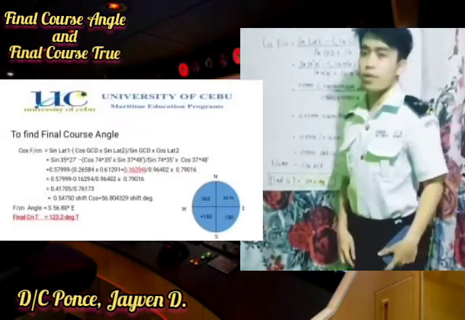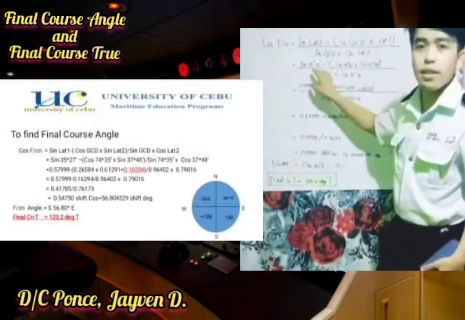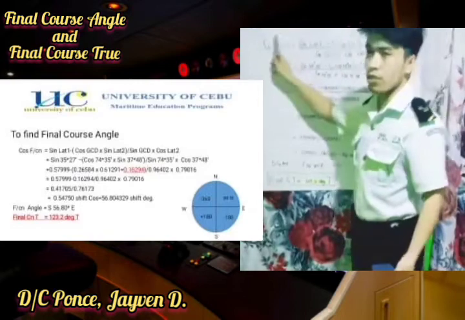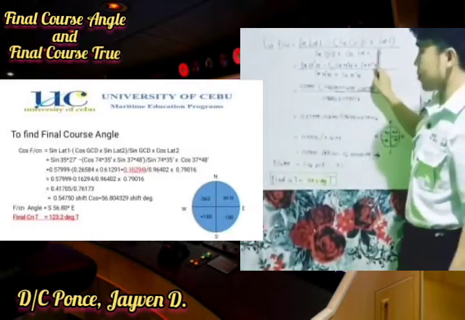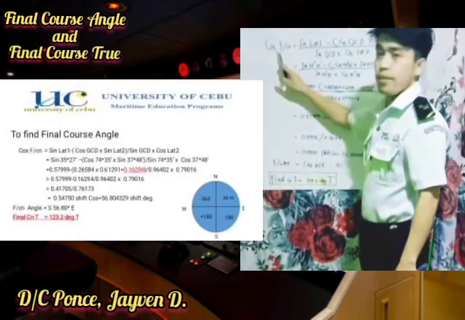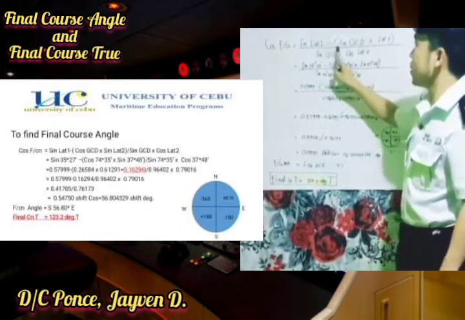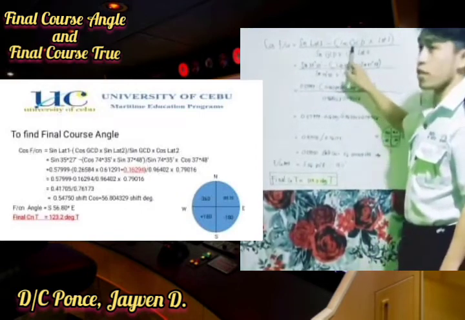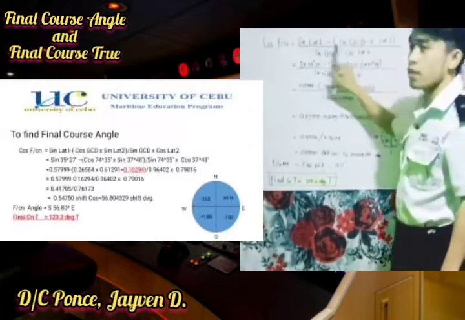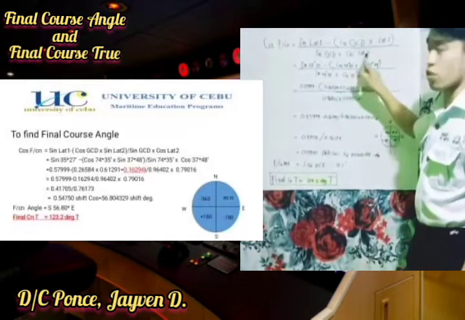So I'm going to proceed to my topic: find the final course angle and the final course true. Here is the formula: the cosine of the final course equals sine latitude 1 minus open parenthesis cosine great circle distance times sine latitude 2 close parenthesis, divided by sine great circle distance times cosine latitude 2.